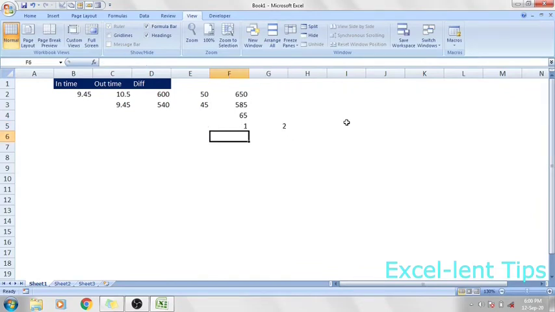And what will be the balance? So 65 divided by 60, whole value is 1 and the balance is 5. How do I arrive at that balance? The formula is MOD of this numerator, comma, denominator 60. The answer is 5. So I want to merge both of these, 1 hour and 5 minutes.